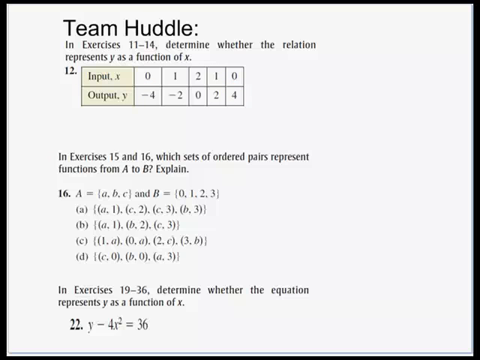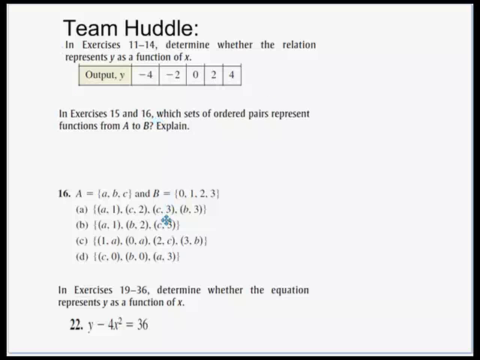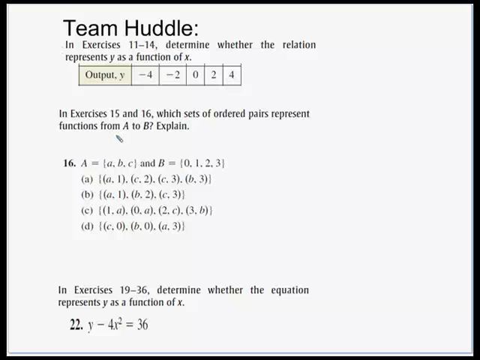Number 16. Which sets of ordered pairs represent a function? And here's a critical part. From A to B. So A is a set of lowercase letters, A, B, C. B is a set of numbers, 0, 1, 2, 3. So let's look here at letter A. I'm looking at my inputs, A, C, C, B. I notice a repeater. That C and that C go to different output values. Therefore, letter A is not a function. It's no fun to not be a function. Let's look at letter B. My inputs, A, B, C, they're all different, so I can stop right there. That is definitely a function.